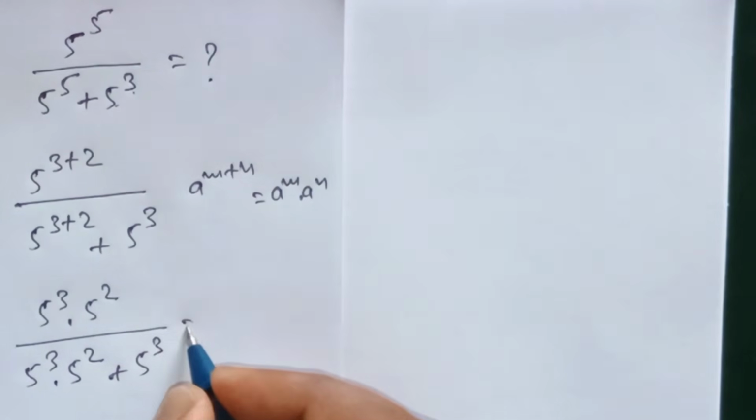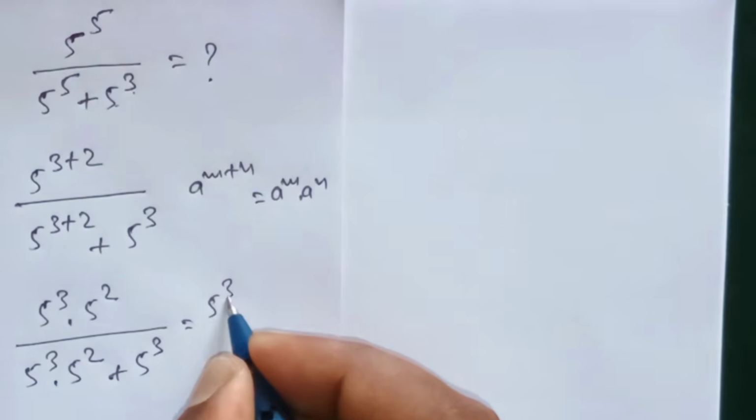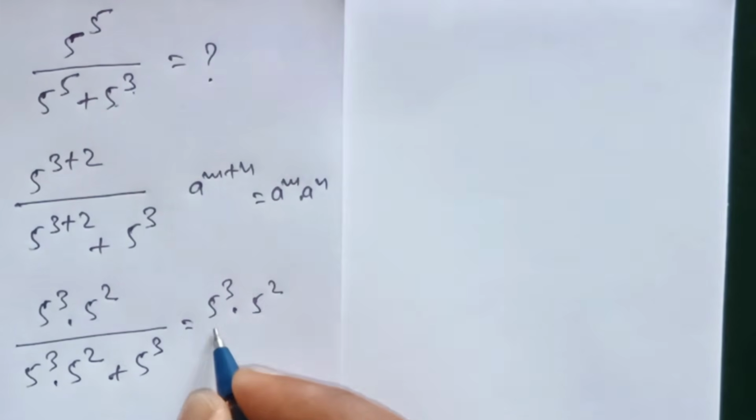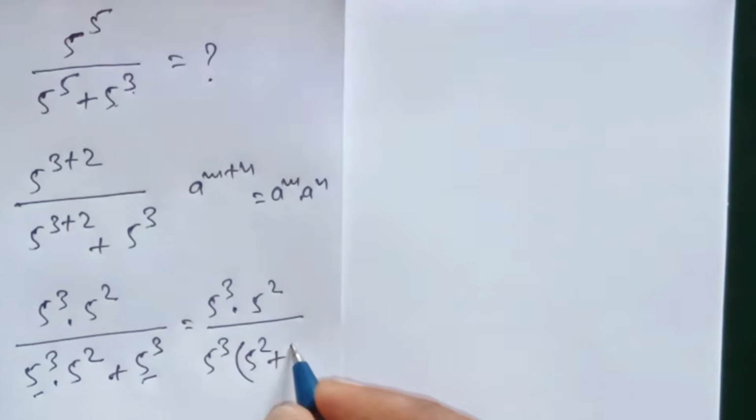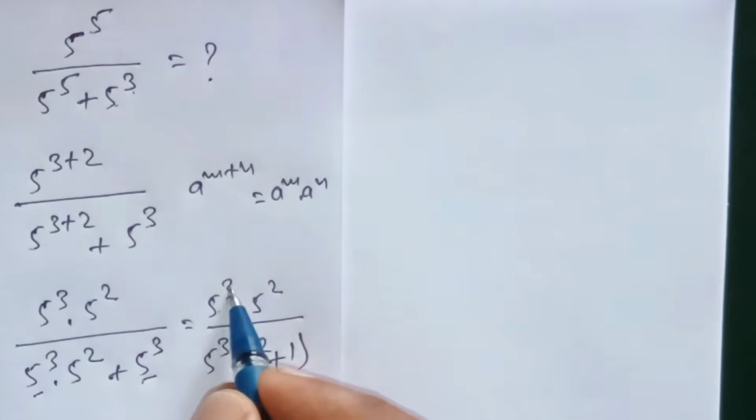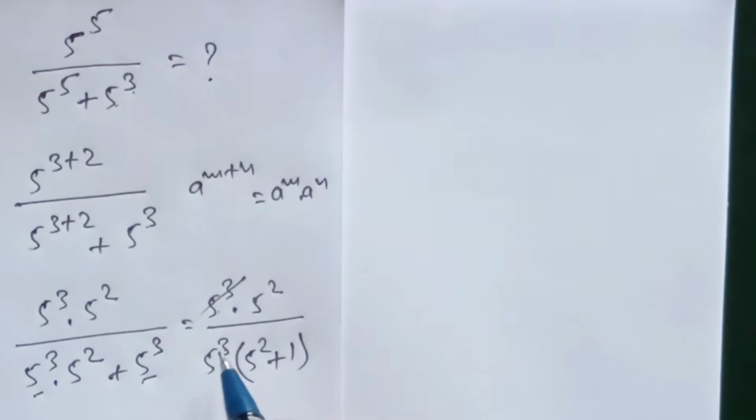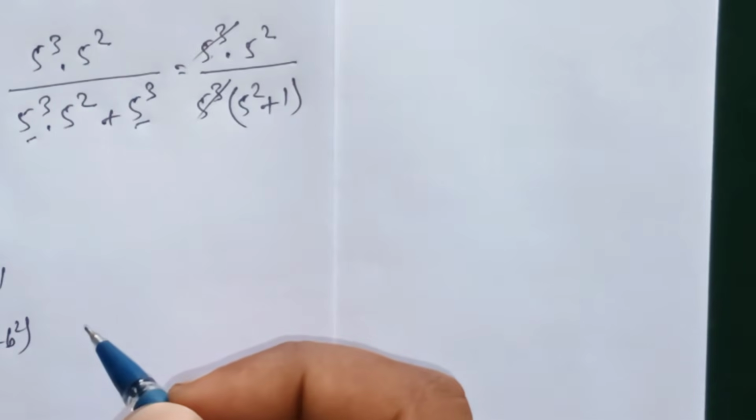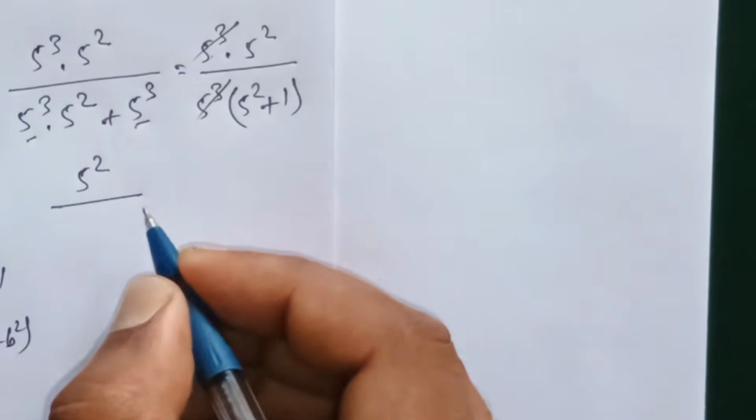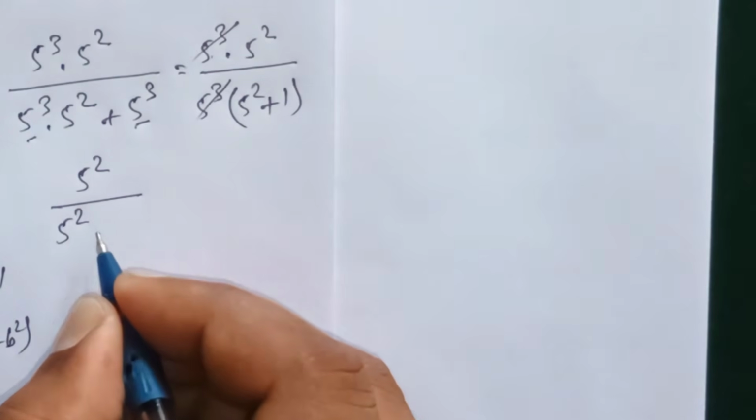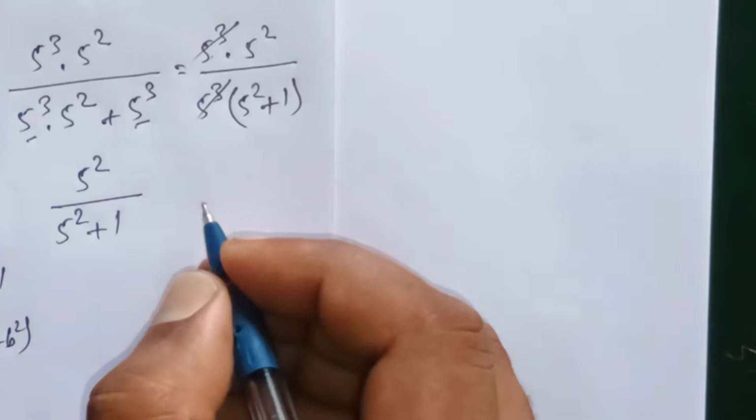After that, 5 power 3 into 5 power 2 divided by, here 5 power 3, 5 power 3, take common. Left it 5 power 2, plus here left it 1. 5 power 3, 5 power 3 cancel. Left it 5 power 2 divided by 5 power 2 plus 1.